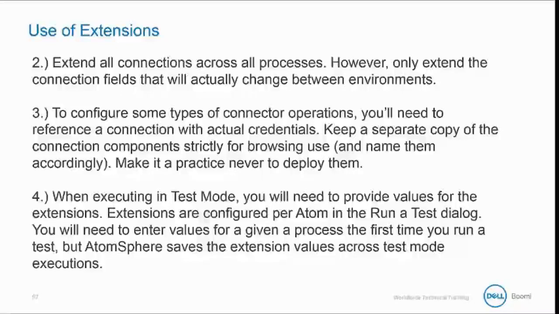When executing in test mode, you need to provide values for the extensions. Extensions are configured per atom in the Run a Test dialog. You'll need to enter values for a given process the first time you run a test, but AtomSphere saves the extension values across test mode executions.